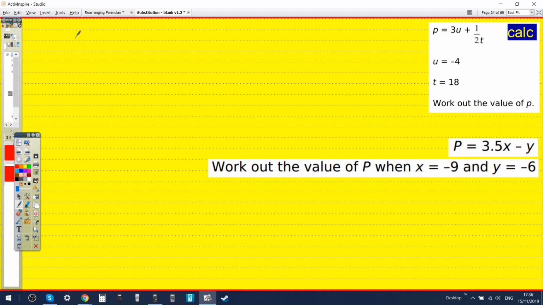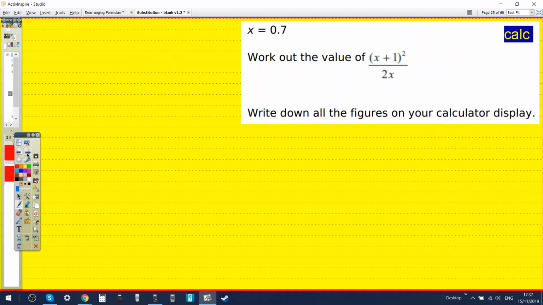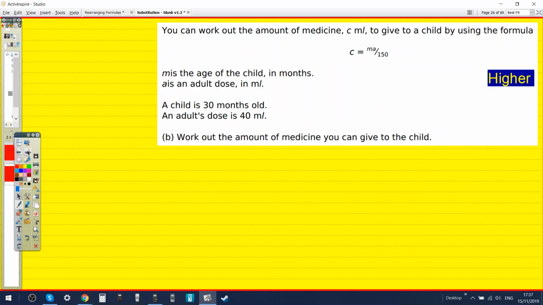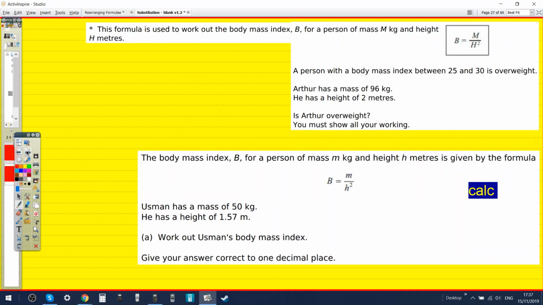It just came out weird, but it should be P is equal to 3U plus a half T. So it's a calculator question. So 3 times minus 4 is minus 12, plus a half of 18, which is 9. So minus 12 plus 9 is minus 3. P equals minus 3. Well done. That's another calculator one, but they're just checking if you can use your calculator.